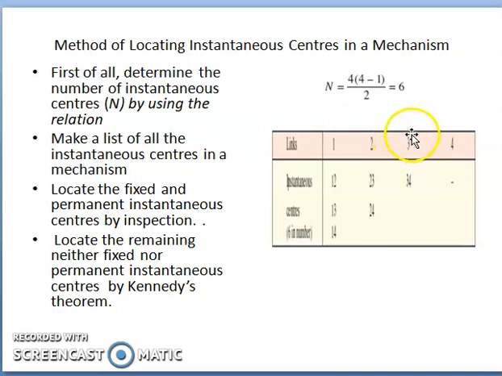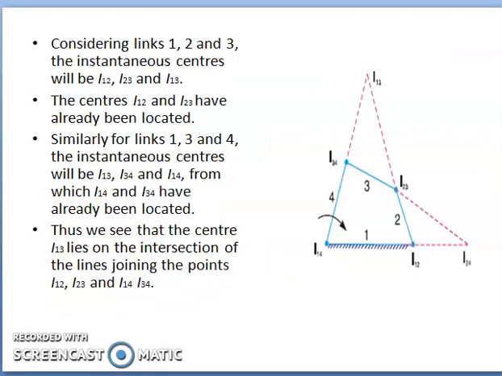Now consider link 3. I31, but I13 is already there, so you needn't write I31. I32, but I23 is there, so you needn't write I32. Next is I34. Regarding the fourth link, it has already paired up with 1, 2 and 3, so you needn't write it. This is how you find the various instantaneous centers and write them in a table.